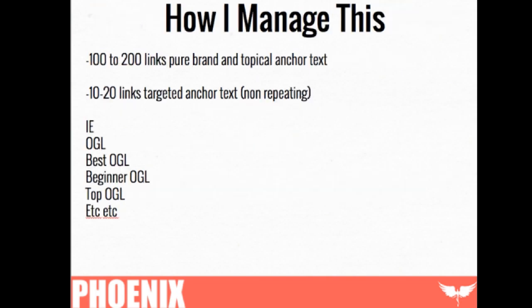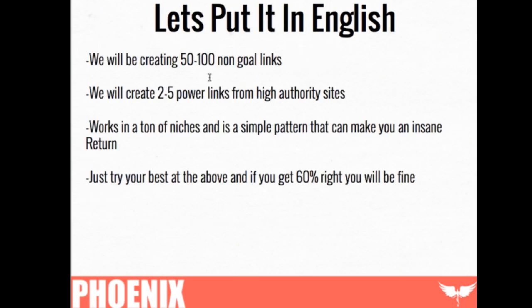So what I do is I'll go out there and I'll build 100 to 200 links, purely brand and topical anchor text, all based around guitars, with no goal whatsoever. It's just my brand name, my URL, and topic related anchor text. Then I'll go out there and build 10 to 20 targeted anchor text links, non-repeating. What I mean by targeted anchor text is the anchor text will be online guitar lessons, best online guitar lessons, beginner, top online guitar lessons, etc. It'll be non-repeating as well. You can see how I changed the anchor text up every single time. Absolutely crushes it.